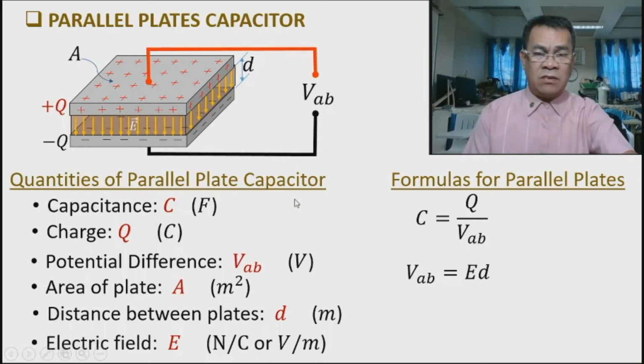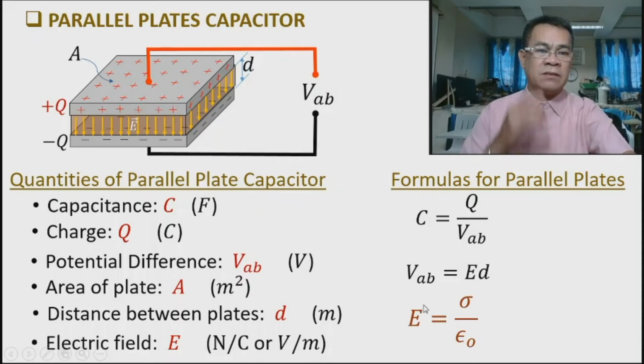Now another formula is the potential difference. This is intended only for the parallel plates. It is the product of the electric field times the distance. Take note, the electric field is constant, so we can simply multiply E by D. The result is the potential difference.